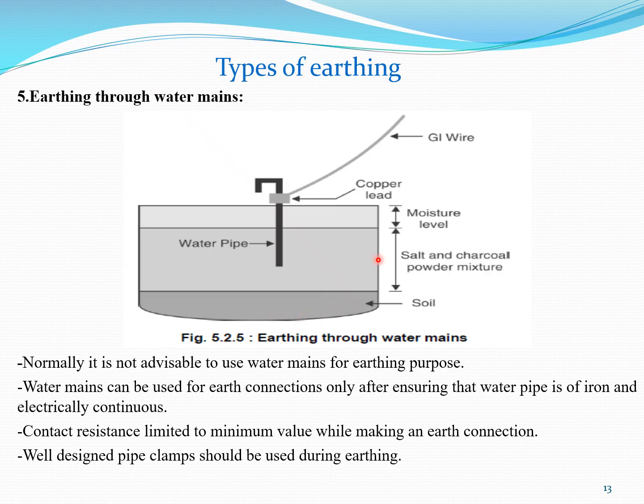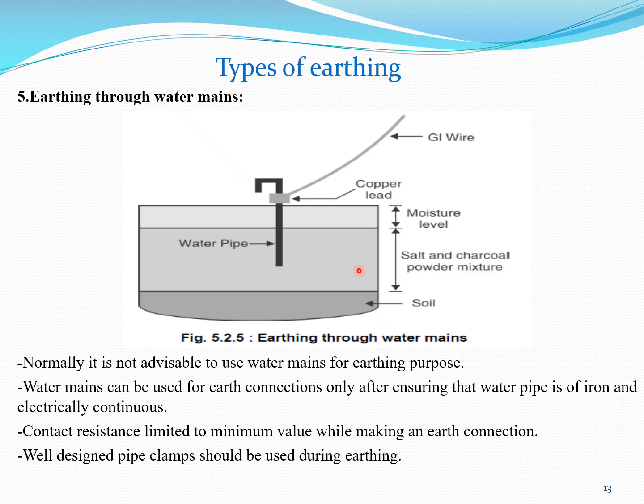Normally, earthing through the water mains is not advisable. Water mains can be used for earth connection only after ensuring that the water pipe is of iron and electrically continuous. Contact resistance should be limited to the minimum value while making an earth connection. Well-designed pipe clamps should be used during the earthing purpose.